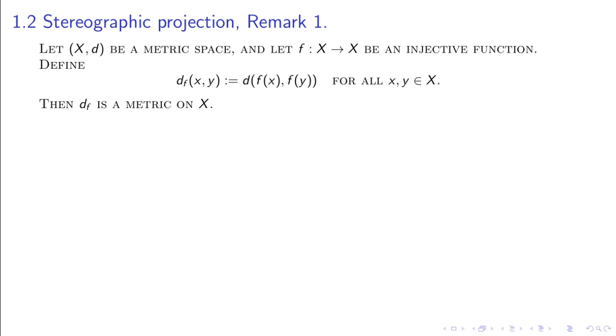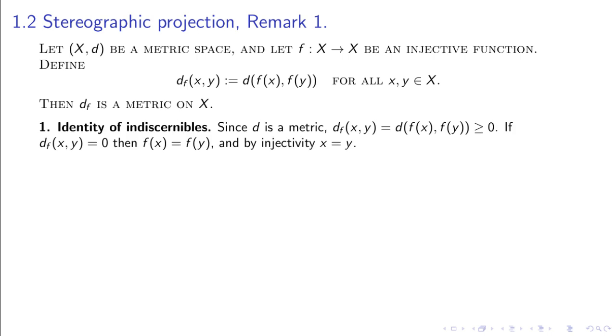We now check that d_f is a metric on X. Identity of indiscernibles. Since d is a metric, d_f(x, y) equals d(f(x), f(y)), which is always greater or equal to 0. If d_f(x, y) equals 0, then f(x) equals f(y). Because f is injective, this implies x equals y.